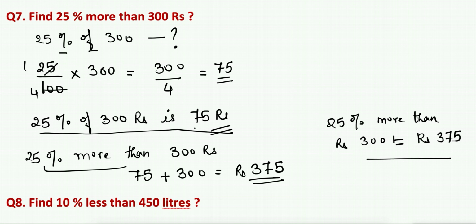So in this question we have simplified in two steps. First we have found what is 25% of 300, and then 25% more than 300. Whatever the answer comes, that is 25% of 300, we will add it, because in this question it is asked more than. If it is asked less than, then we have to subtract, 300 minus 75. But here it is more than, so 75 plus 300 comes to 375 rupees.